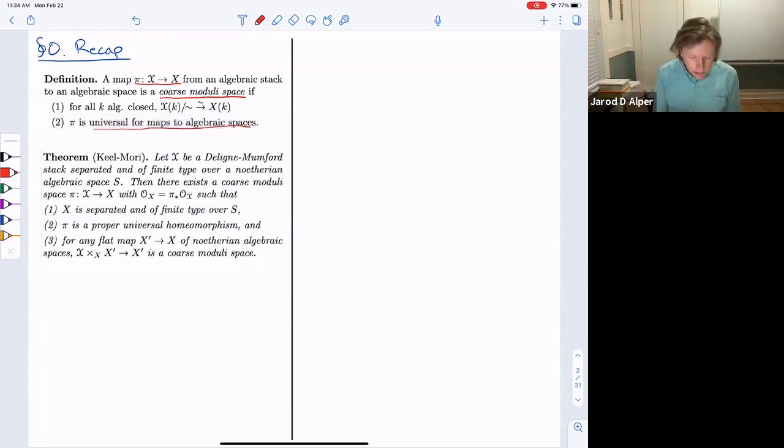And let's walk through the hypotheses here. We take a Deligne-Mumford stack, and it's separated and of finite type over a Noetherian base. And with those hypotheses, you can conclude that there exists a coarse moduli space. And not only that, you have some other nice and very useful additional properties of the coarse moduli space map. And maybe I should highlight one of the key hypotheses here, the separated condition.